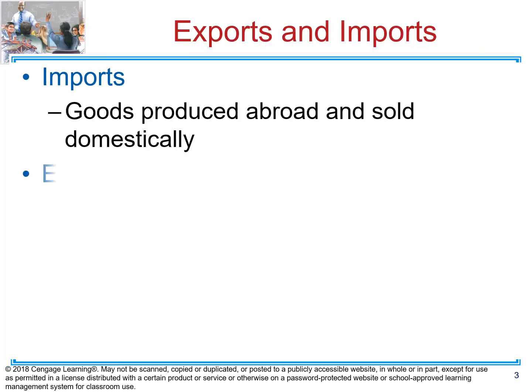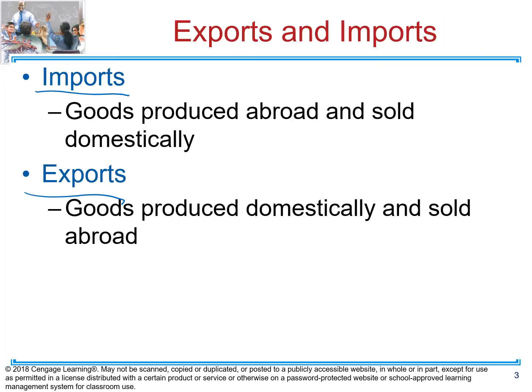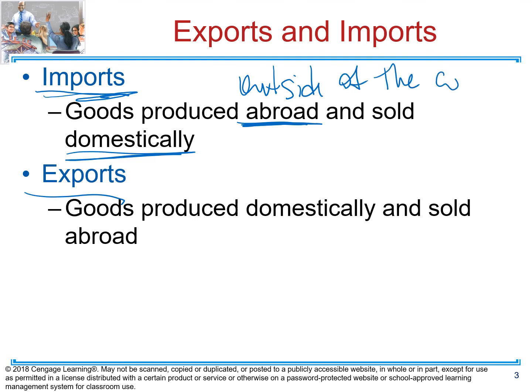And one more thing in this chapter, guys, you need to know what imports and exports are. I kind of hope that you know by now what it is. So remember, when we're talking about imports, these are goods that are produced abroad and sold domestically. They are produced somewhere outside of the country and sold domestically. It means they are brought here to our country and sold in our country.